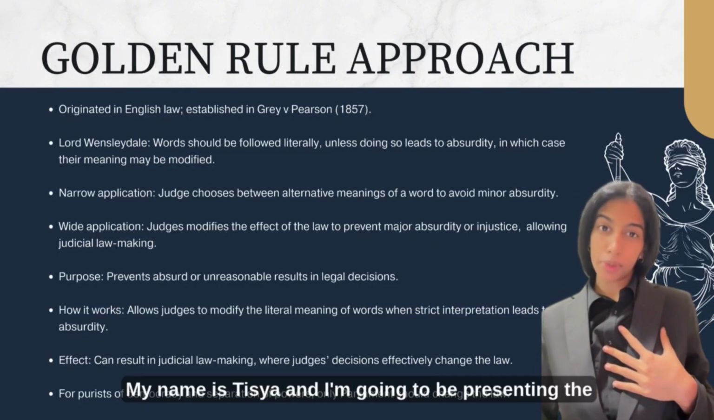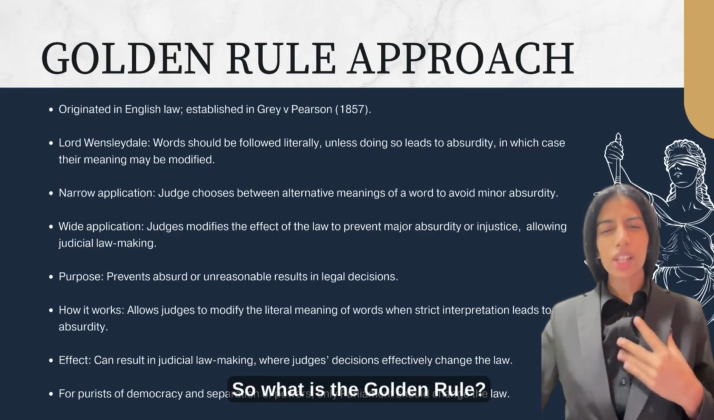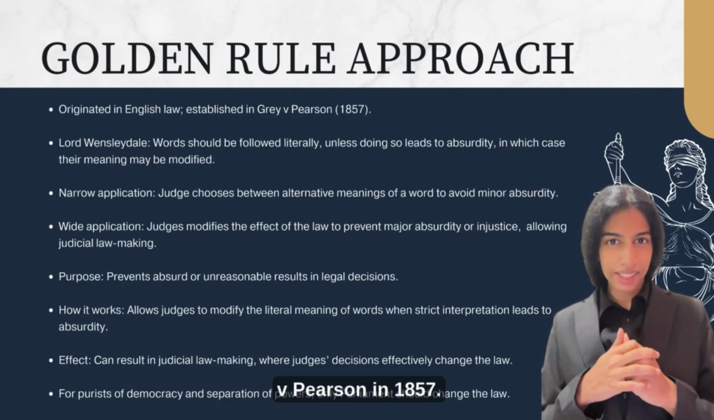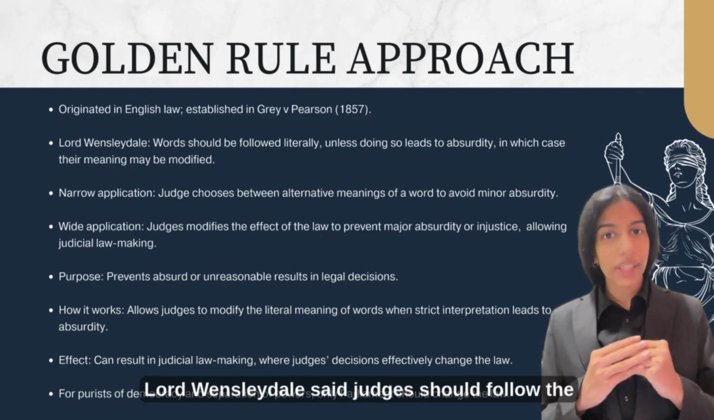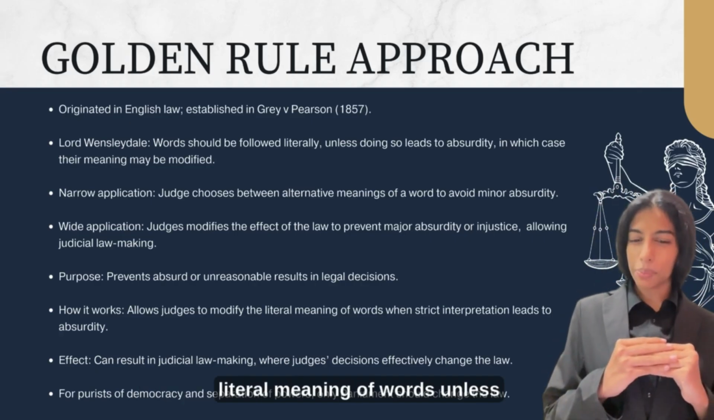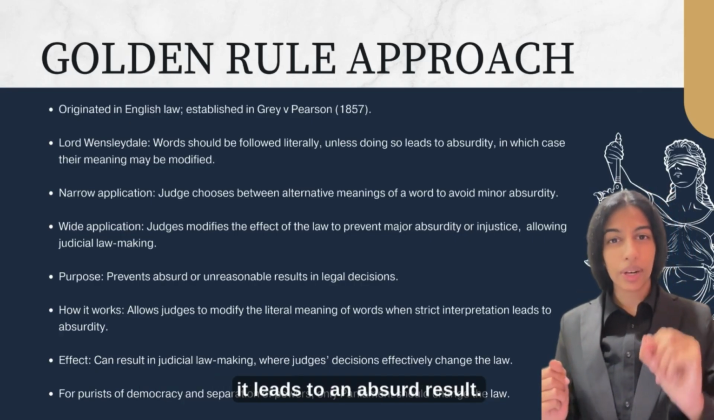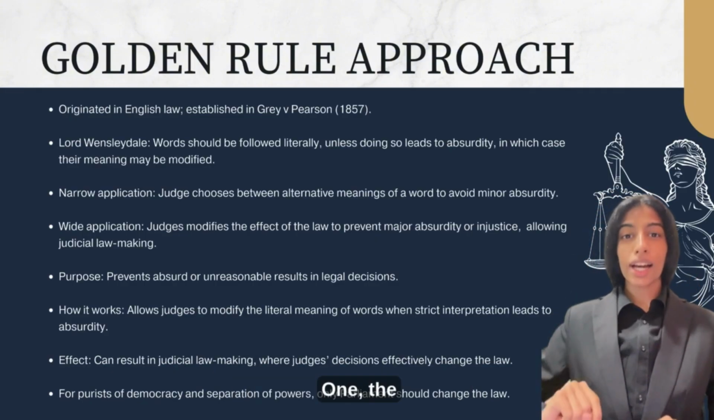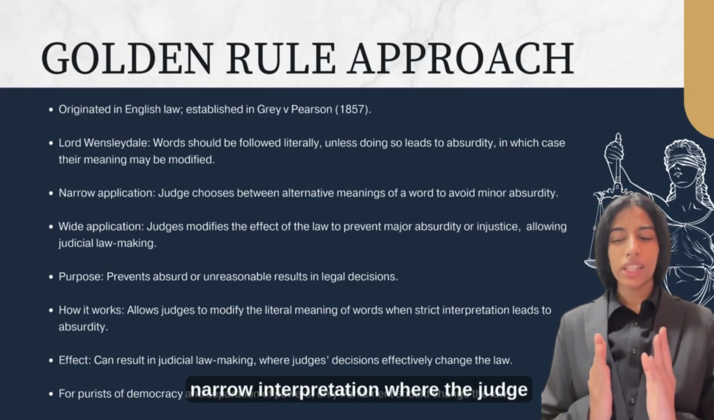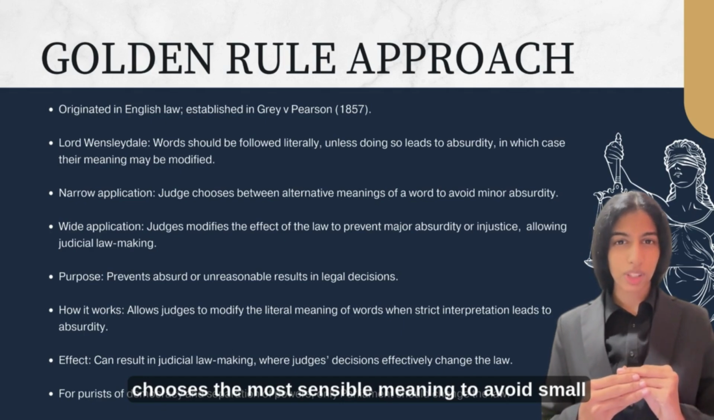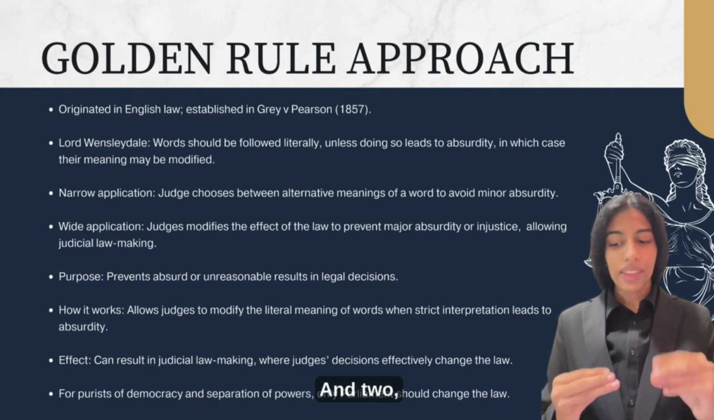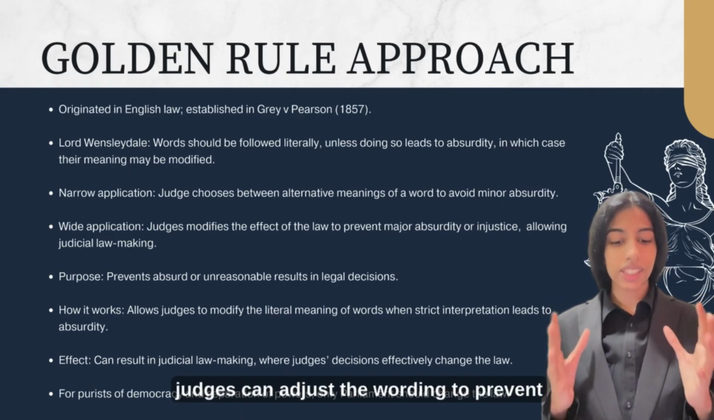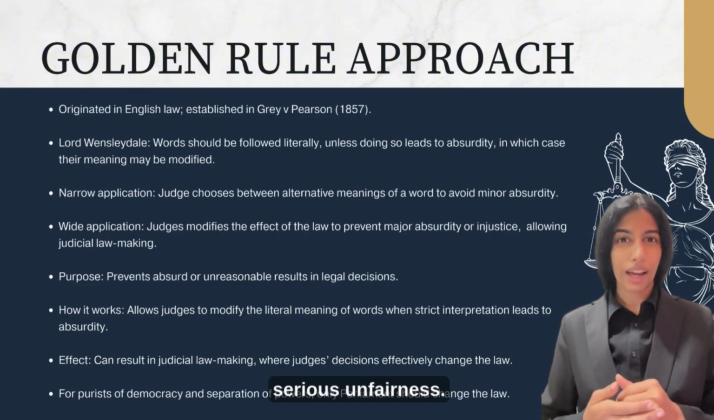My name is Tisha and I'm going to be presenting the Golden Rule approach. So what is the Golden Rule? The Golden Rule came from the case of Gray and Pearson in 1857. Lord Wensleydale said judges should follow the literal meaning of words unless it leads to an absurd result. This rule has two forms. One, the narrow interpretation, where the judge chooses the most sensible meaning to avoid small absurdities. And two, the wide interpretation, where judges can adjust the wording to prevent serious unfairness.